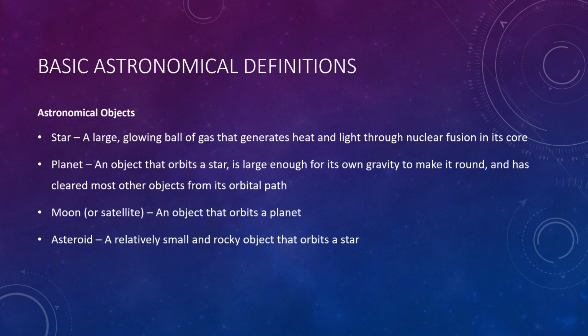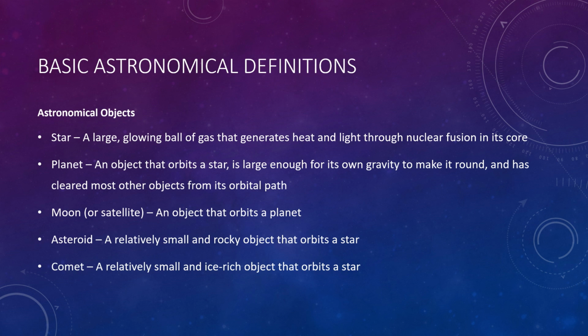An asteroid is a relatively small and rocky body that orbits a star. So in our solar system, we do have what we call the asteroid belt between Mars and Jupiter, which is just a region with tons and tons of rocky objects that are much smaller than planets.